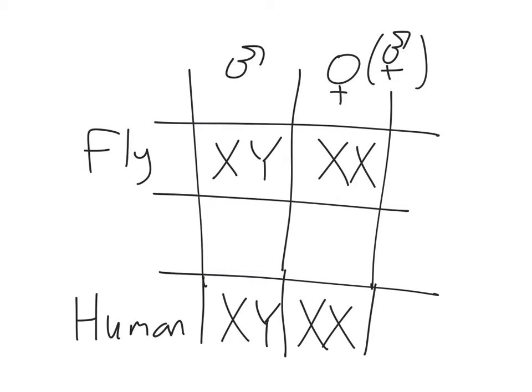Okay, so what we talked about last time was that in fruit flies, it's the number of X chromosomes that tells you what sex you're going to be. If you have 2 of them, you're female. If you have 1 of them, you're male. What is it that does sex determination in humans? Is it the number of X chromosomes, or is it the presence or absence of the Y? That's what we're going to learn about today, is that the Y chromosome is the thing that causes maleness in humans, and without it, you're female.